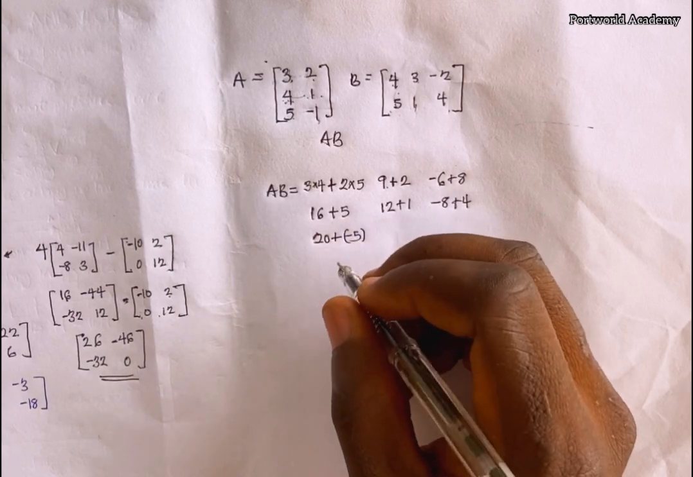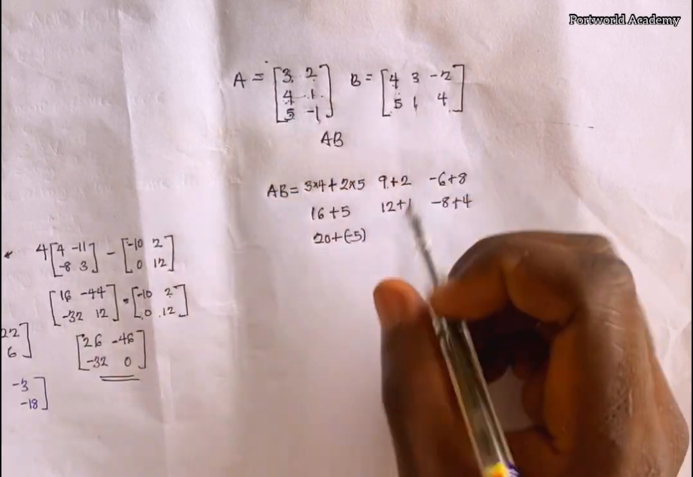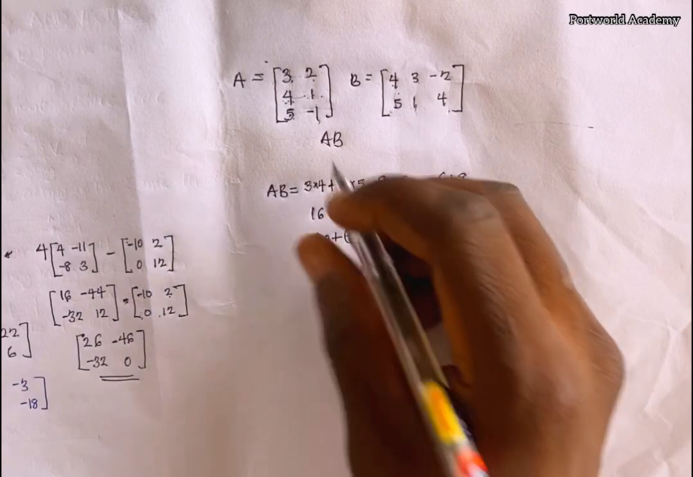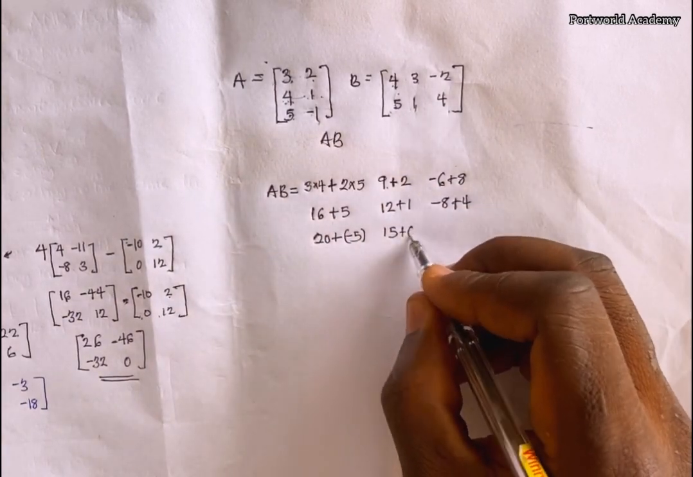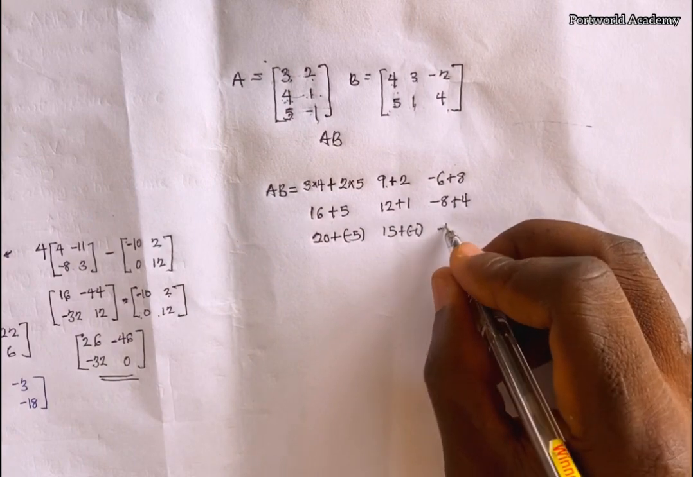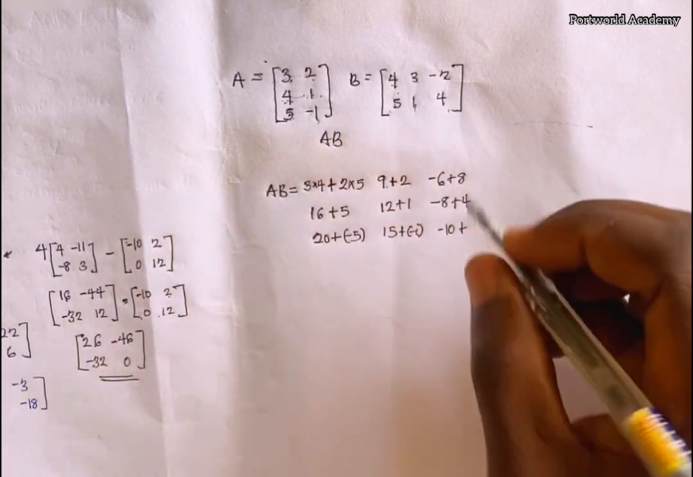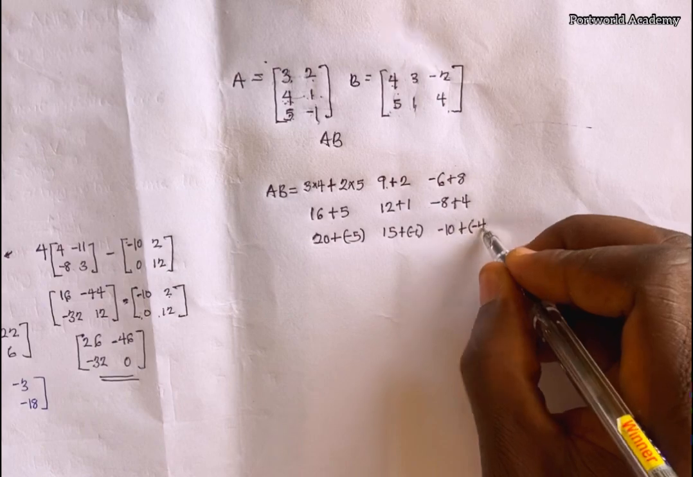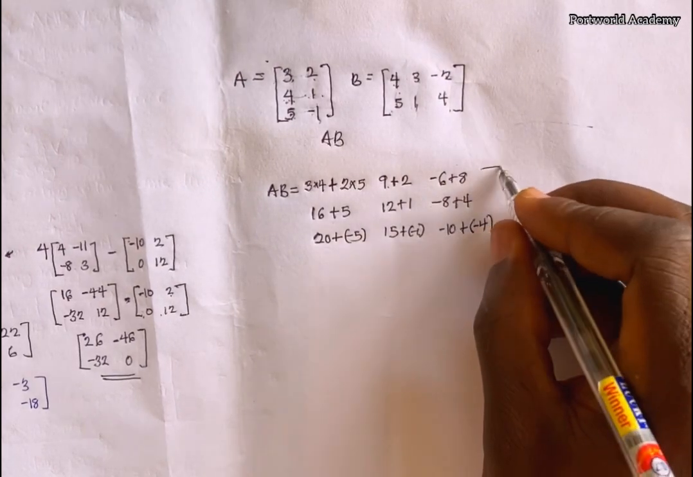Let's put this in brackets. So 5 multiplied by 3 will give us 15, then we are going to have minus 1 multiplied by 1, plus minus 1. So here we have 5 multiplied by minus 2, that's minus 10, plus minus 1 multiplied by 4, that will give us minus 4.